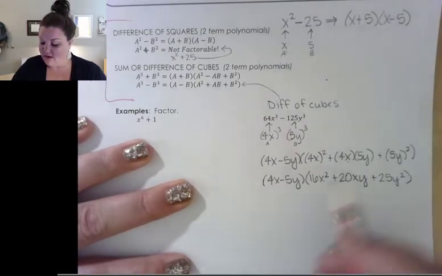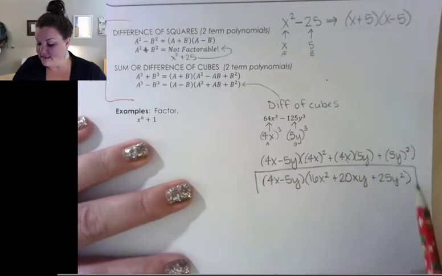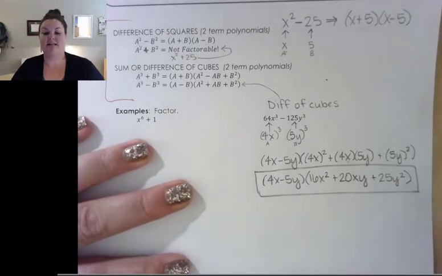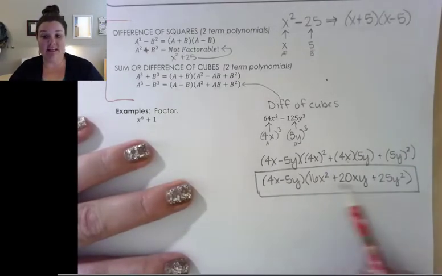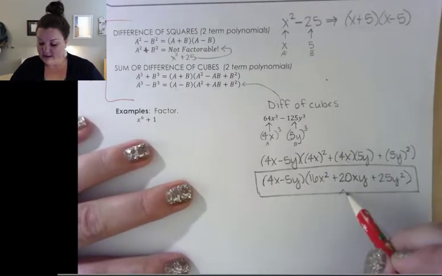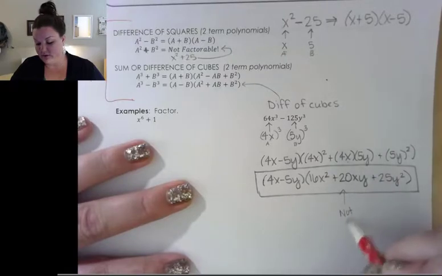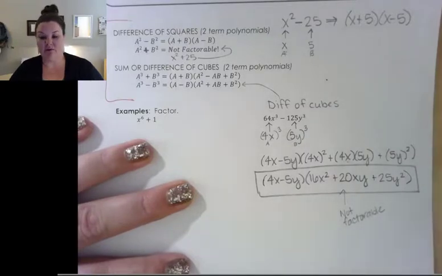And the good thing about sum and difference of cubes is that once you have plugged it into the formula, this is never going to be factorable. So you don't have to worry about checking it to see if it will factor further. Okay, whatever this leftover polynomial is here will always be prime. Okay, meaning it does not factor further.